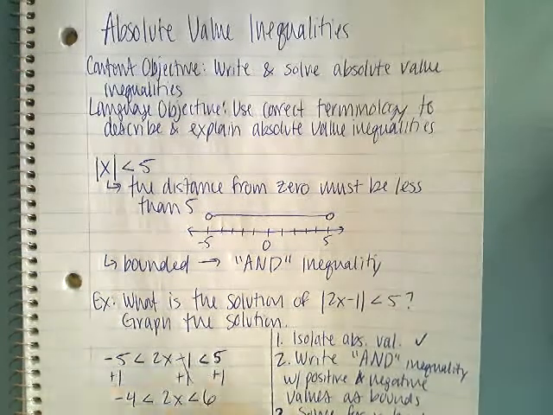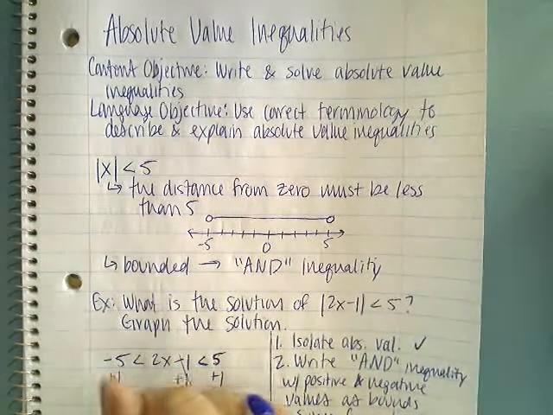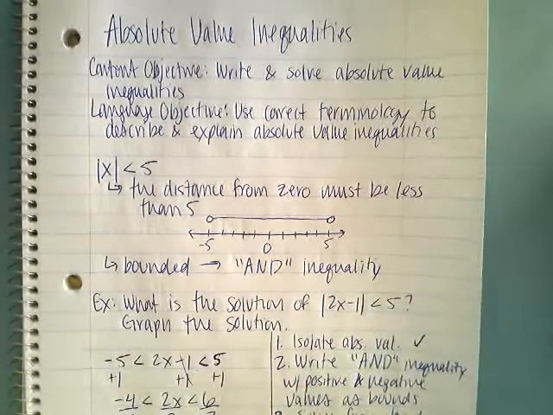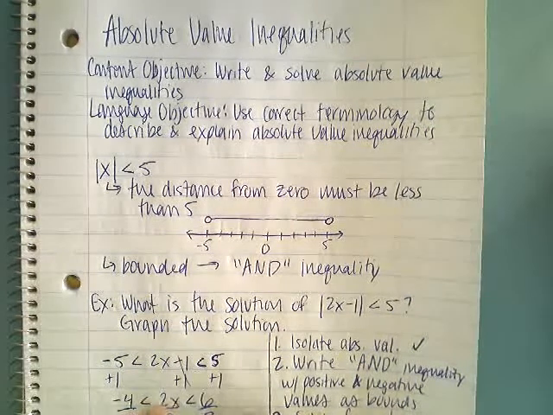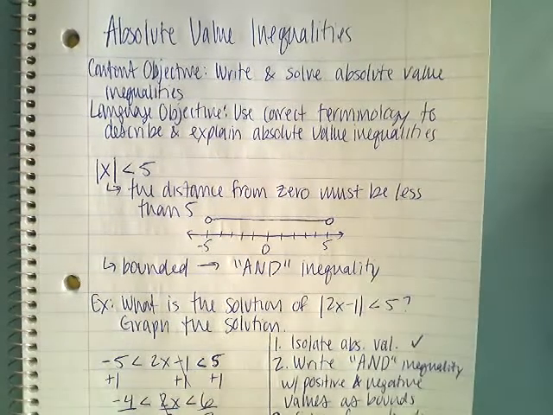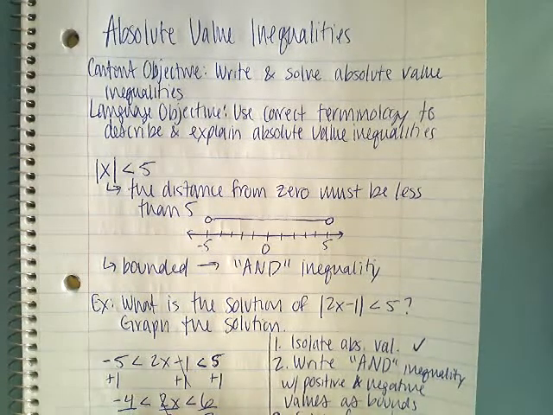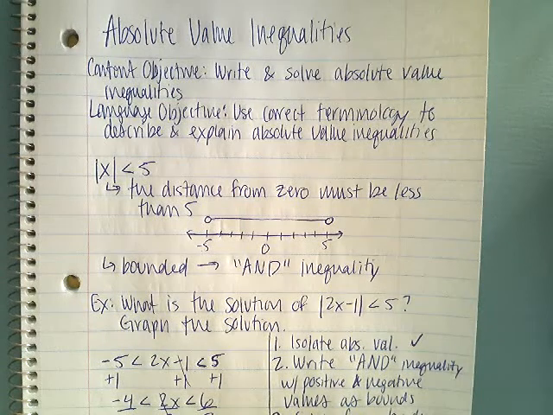Now I'm going to keep going and I'm going to divide by 2 on every part. So to get x alone, I need to divide by 2. Divide by 2, divide by 2. -4 divided by 2 is -2. Those 2's cancel there, so I have x and 3. So my solution inequality is going to be x is greater than -2 and less than 3.